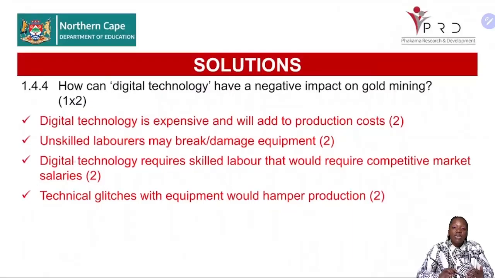Then we're looking at the unskilled laborers. Remember, we said in this province, there are more of the unskilled laborers, who may break or damage the equipment because they do not have skills to operate this digital technology. Then we're also looking at digital technology that requires skilled labor, which will require competitive market salaries. So remember, if you have a skill or a qualification, especially if you even have experience, your rate is now higher. That will also be taken from the mine's or the company's profit. The technical glitches with the equipment will hamper the production. So it is possible that there could be glitches and the production will be slower.